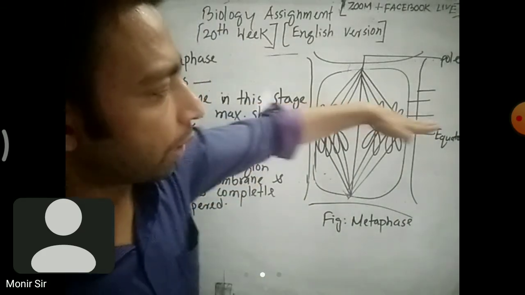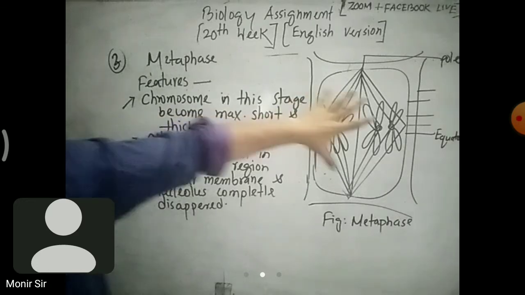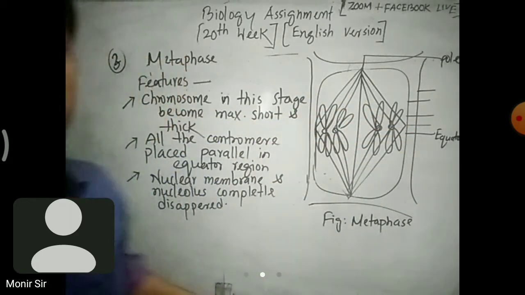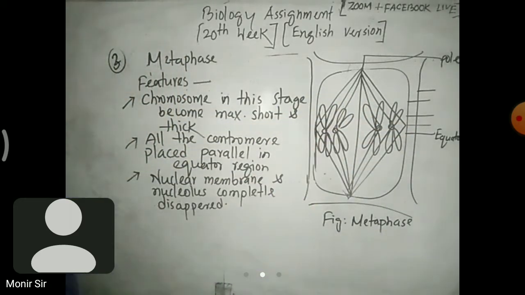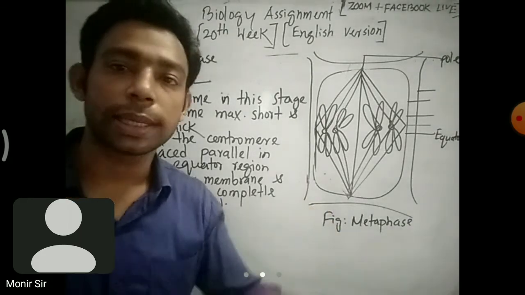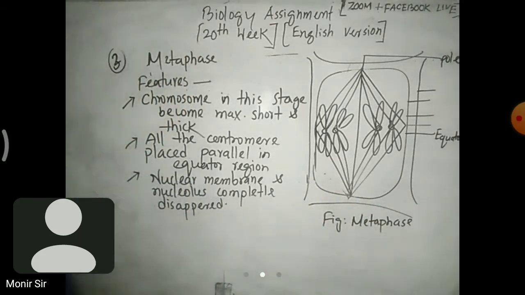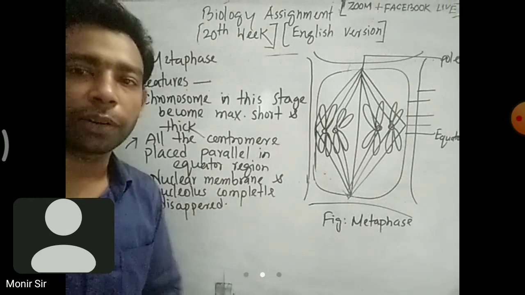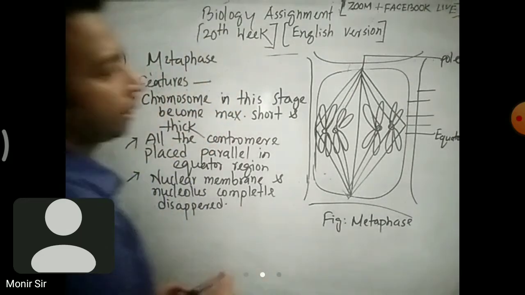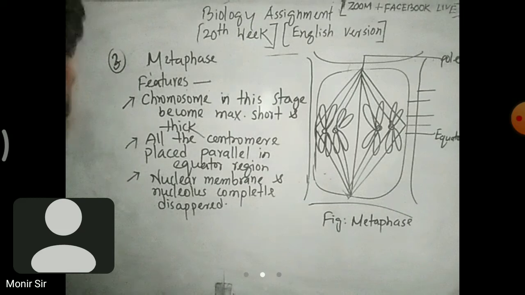All the centromeres are placed parallel in the equator region of that spindle apparatus. You can write that better there, and there is no nuclear membrane and nucleolus. That means nucleolus and nuclear membrane completely disappeared from here. So this is the metaphase. You will write it in the metaphase, and then we will go through the anaphase.